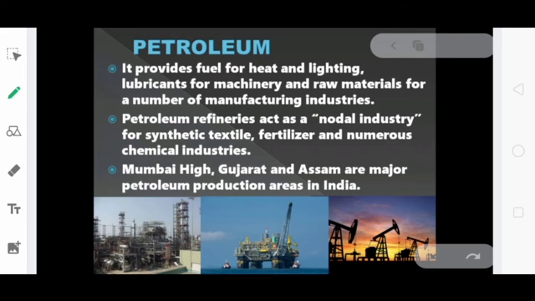So today we will start off with another conventional source of energy, that is petroleum. It provides fuel for heating and lighting, lubricants for machinery and raw materials for a number of manufacturing industries. So petroleum is a very important energy resource as far as India is concerned, and petroleum refineries act as a nodal industry for synthetic textile, fertilizer and numerous chemical industries. Mumbai High, Gujarat and Assam are major petroleum production areas in India.